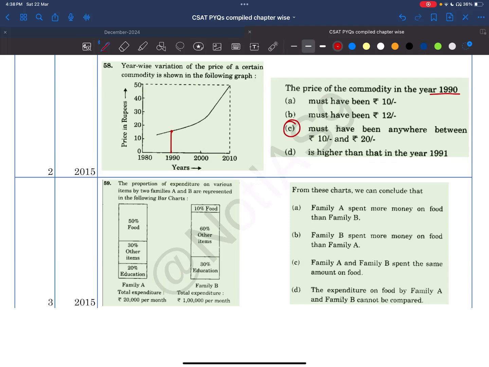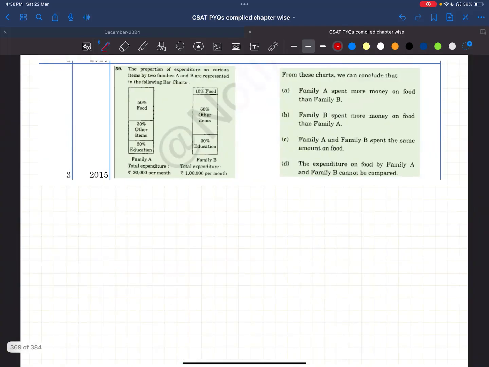Okay. Now, let's go to the third question. The proportion of expenditure on various items by two families A and B are represented in the following bar charts. From these charts, we can conclude that this is family A, right? And this is family B. The first option is asking about food, right? Now, what is the total expenditure? 20,000 for family A. Total expenditure of family B is 1 lakh.